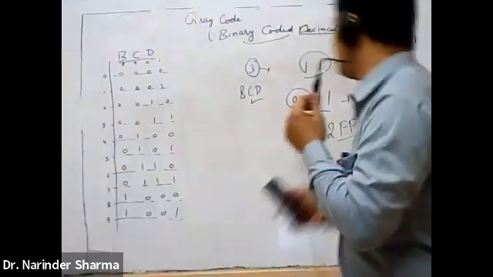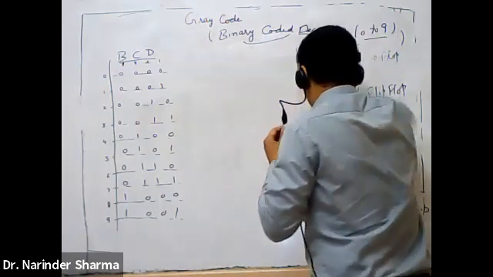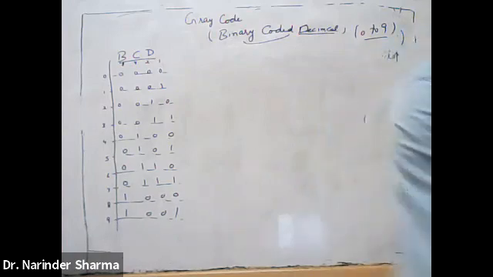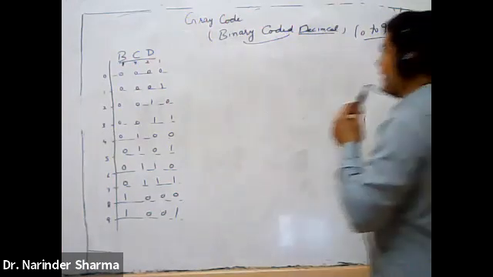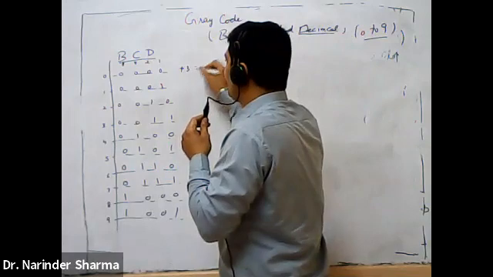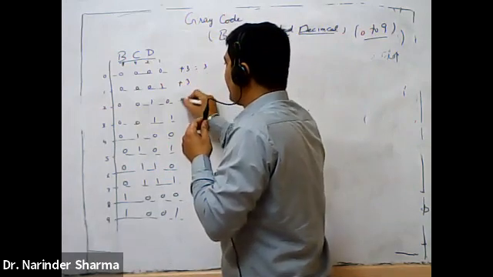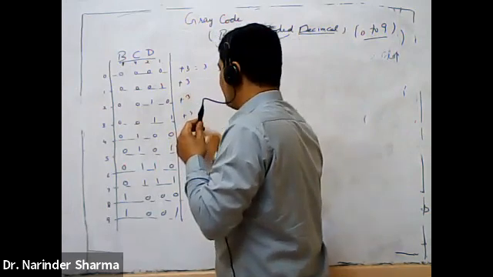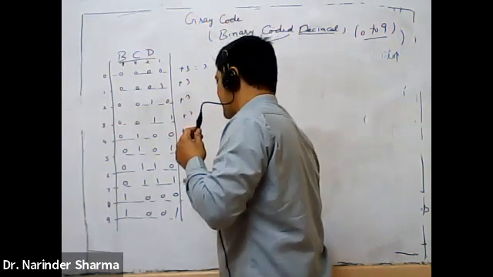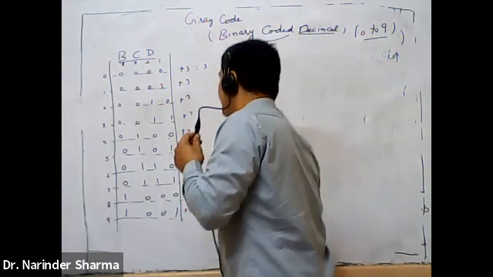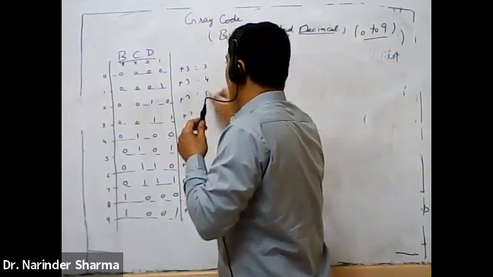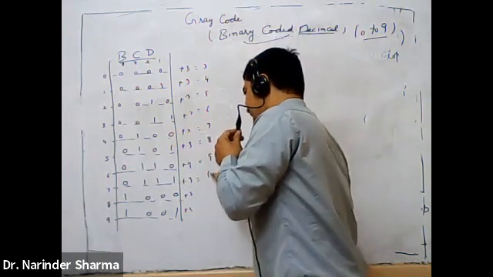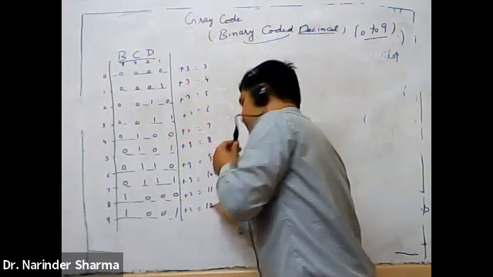As far as Excess-3 is concerned, this is also a binary code. As the name suggests, you simply add plus 3 to each digit. So 0 becomes 3, and then plus 3 for each: it would be 4, 5, 6, 7, 8, 9, 10, 11, 12.